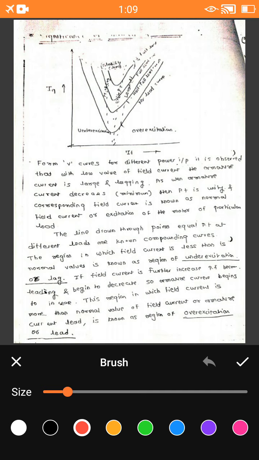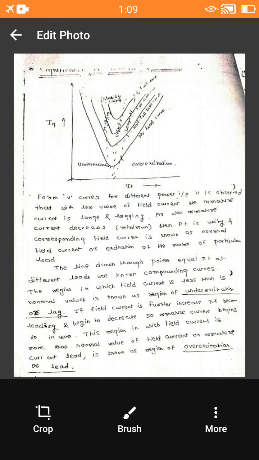Here we get the first value, called under excitation, and the second value, called over excitation, which tells you whether the motor is at leading or lagging power factor, which is very important as far as the application of a synchronous machine is concerned.